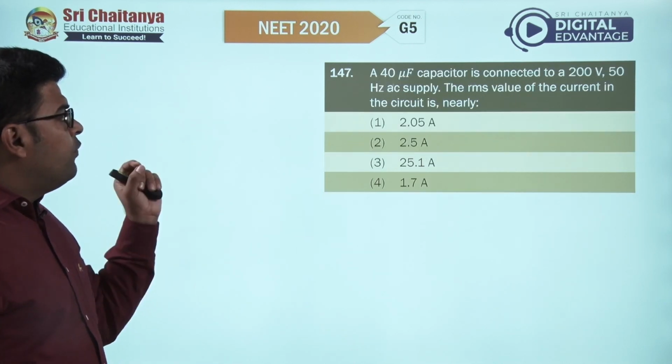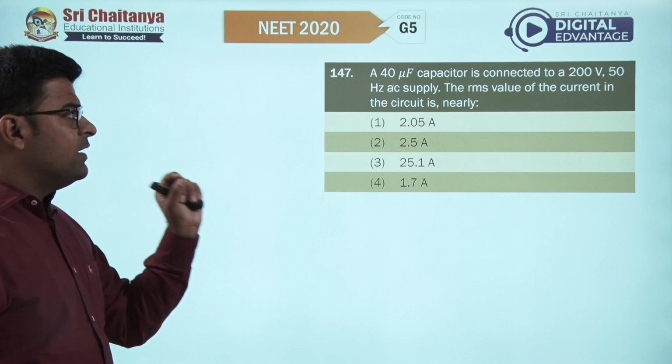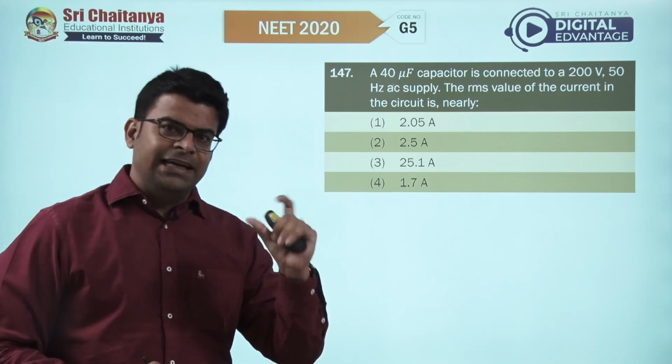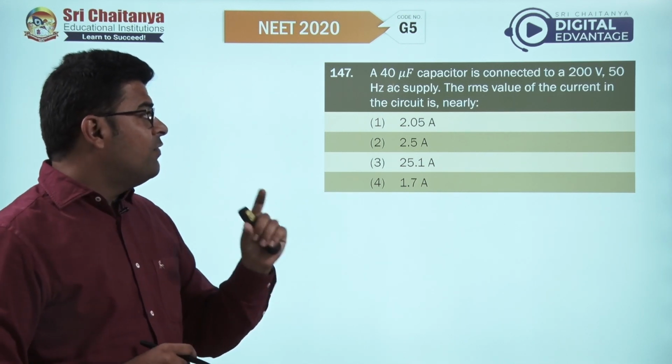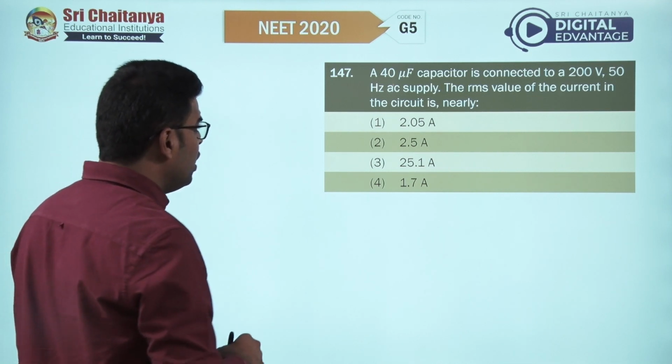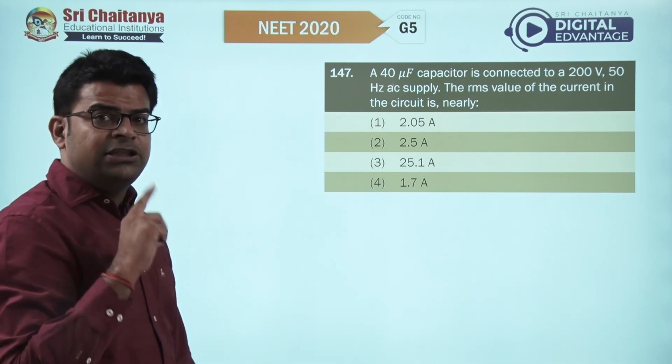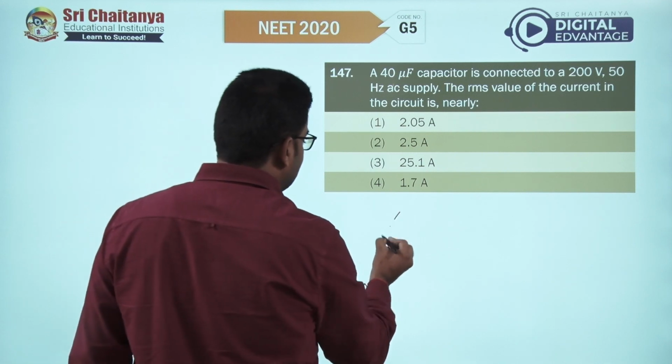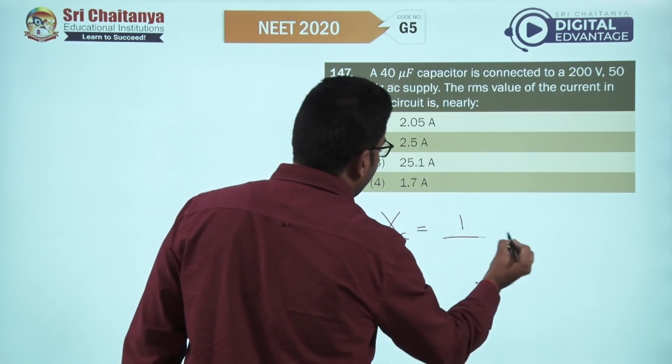147. A 40 microfarad capacitor is connected to 220 volt 50 hertz AC supply. The RMS value of current in the circuit is. Now, beta, we know that this is a pure capacitive circuit. The capacitive reactance XC will be given by 1 by omega C.